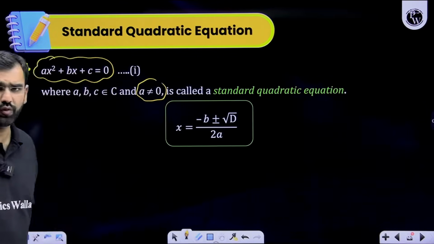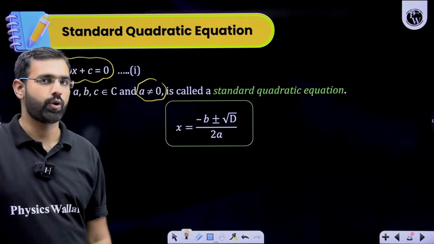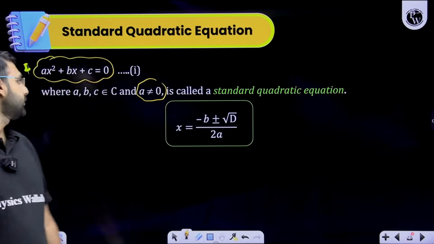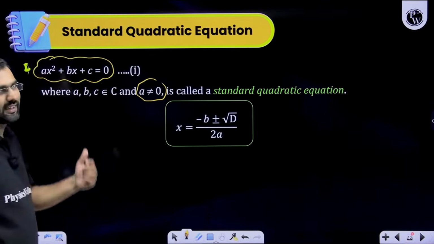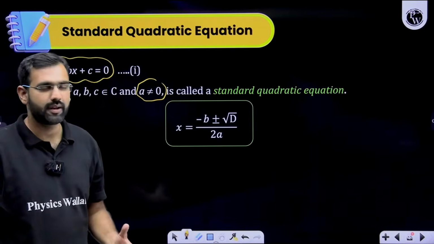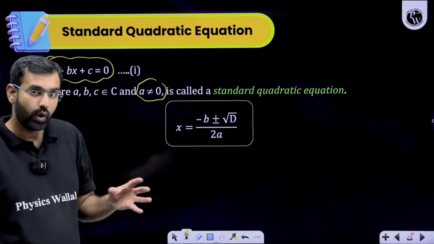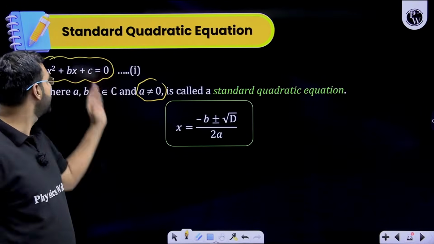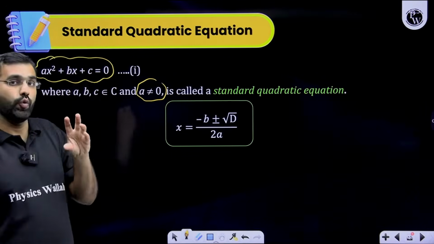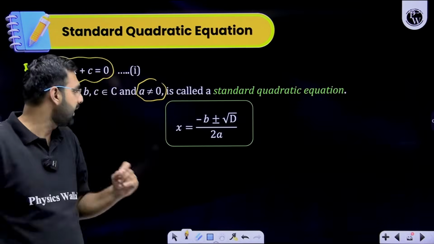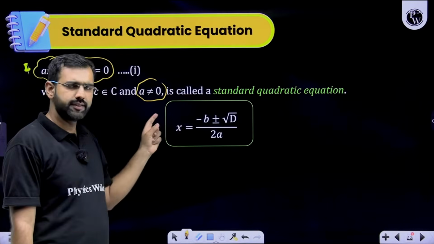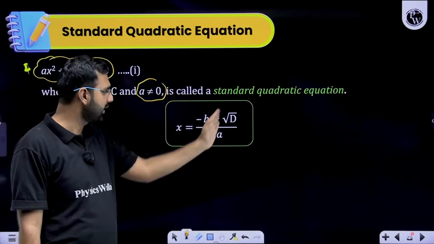Because if the coefficient of x² becomes 0, this will not be a quadratic, this will become a linear. And of course, a, b, c could be any complex number, because we are talking about complex quadratic equations. So not just for the real quadratic equation where the coefficients are real, even if the coefficients are complex, we apply this Sridhar Acharya formula, that its roots are given by (-b ± √D)/2a.